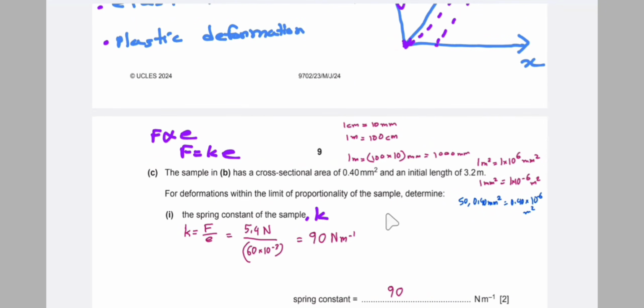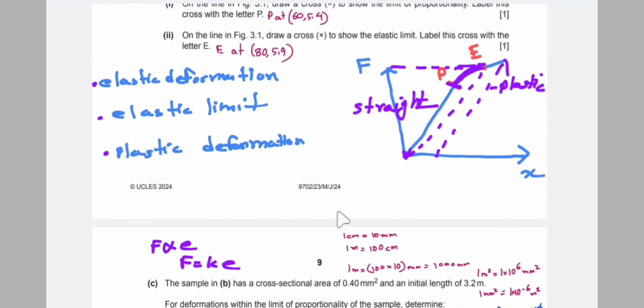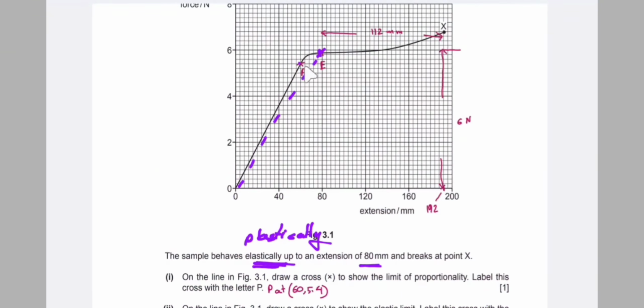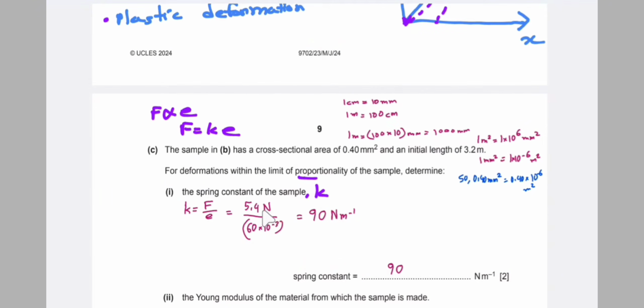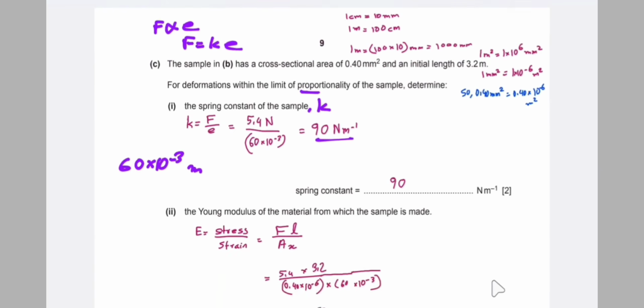So force divided by extension up to the limit of proportionality. This is the limit of proportionality, and this point has a value of 60 mm and 5.4 Newton. So 5.4 Newton and 60 mm. We need to convert this to meters, so 60 times 10 to the power minus 3 meter. So the spring constant comes to be 90 Newton per meter.